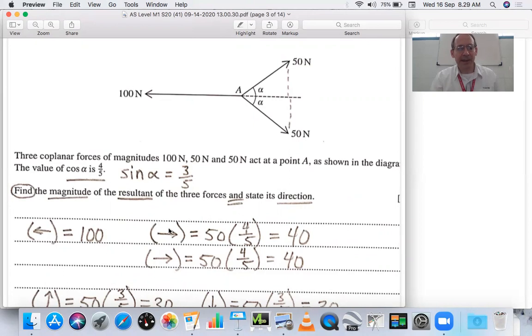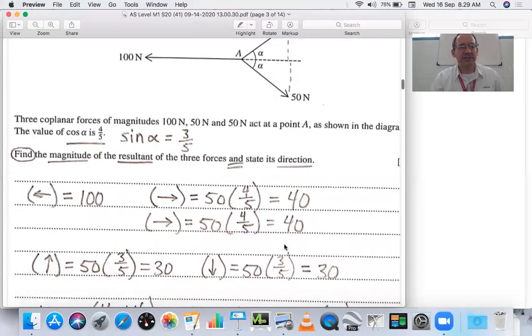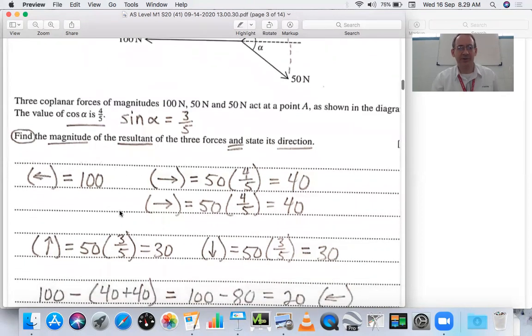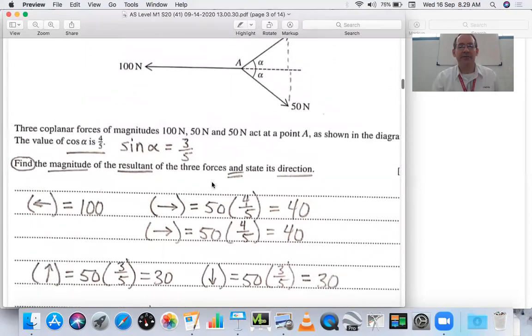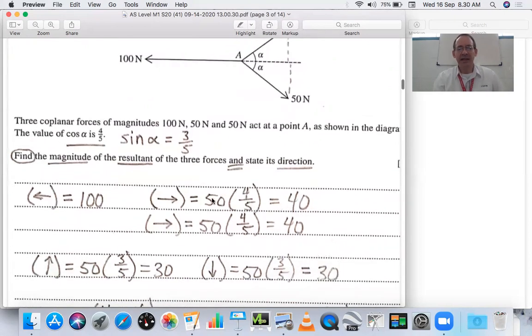Find the magnitude and resultant of the 3 forces and state its direction. So in order to do magnitude and resultant, we need to resolve our forces. So here we have going to the left, 100 Newton force. And since it's already on the x-axis, we don't really have to resolve it. Then to the right, we have a 50 Newton times cosine of alpha, which is the 4/5. So 50 times 4/5 is 40. And we have another one on the bottom with the same magnitude and same cosine value because it's going to the right, the adjacent side. So both of those come out to 40 newtons.